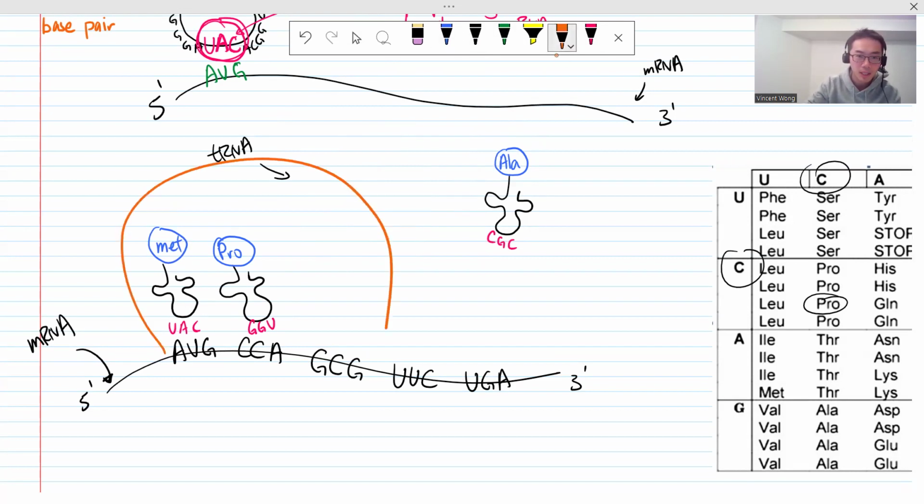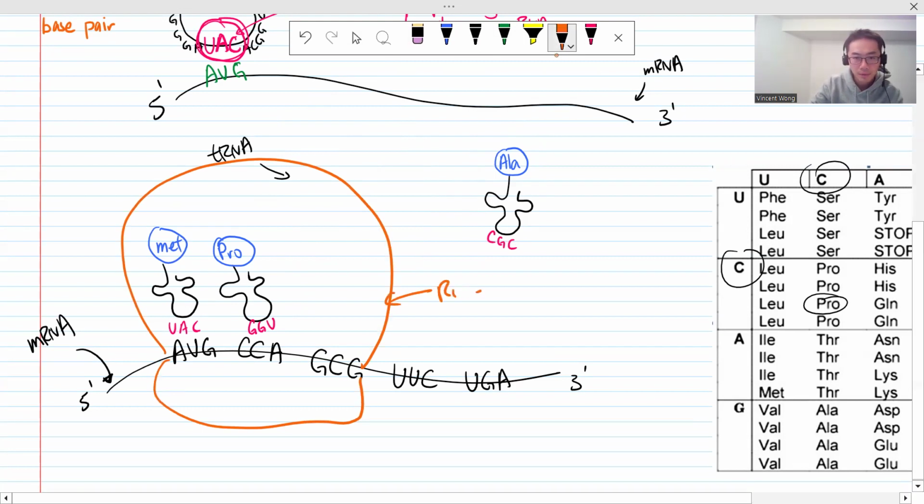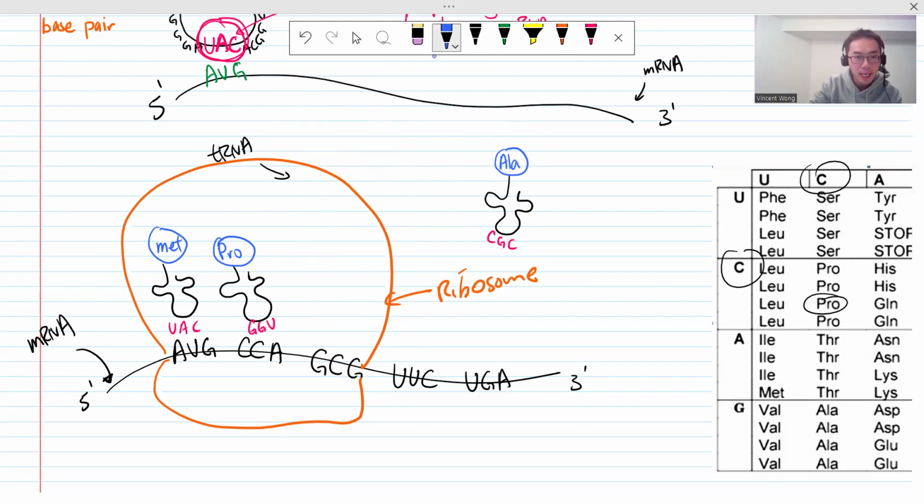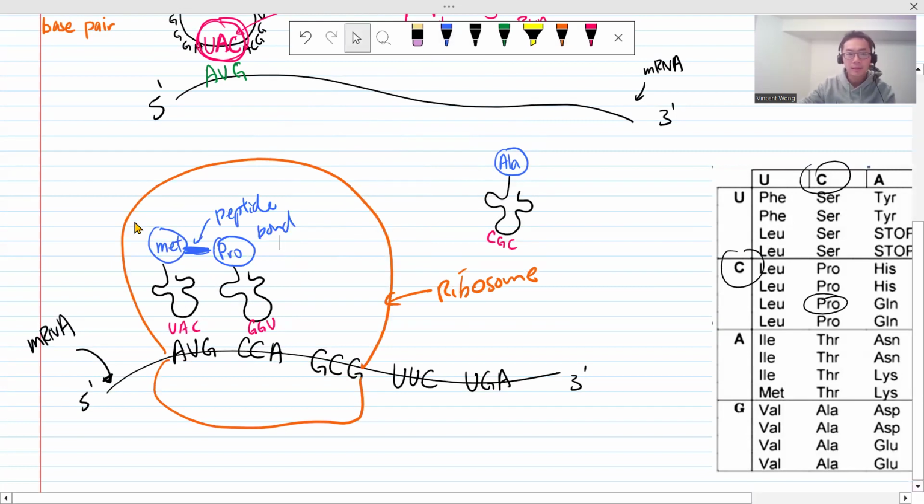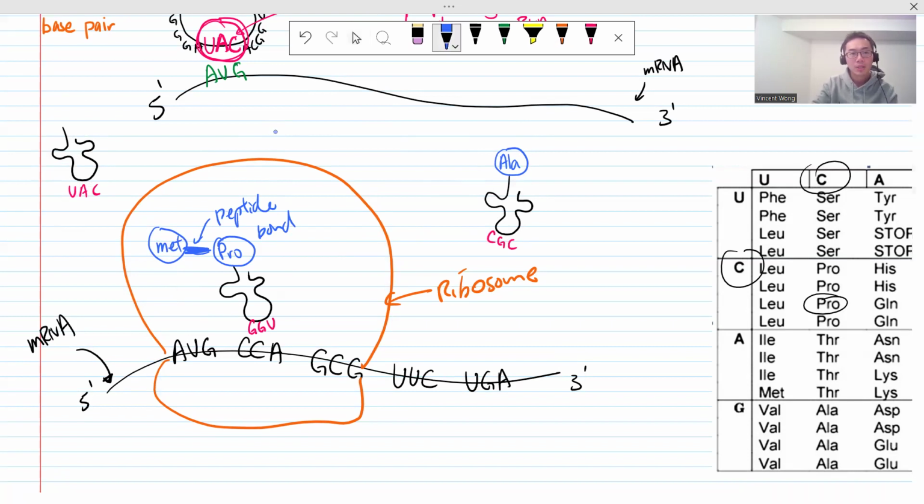So this one's gonna come binding here, and then the ribosome, which I haven't drawn yet, there's gonna be the ribosome right here. The ribosome is gonna now connect the two together. It's gonna make a peptide bond. And then the tRNA is gonna leave. It's gonna go back to the cytoplasm. So now the tRNA is empty. It doesn't have an amino acid anymore.